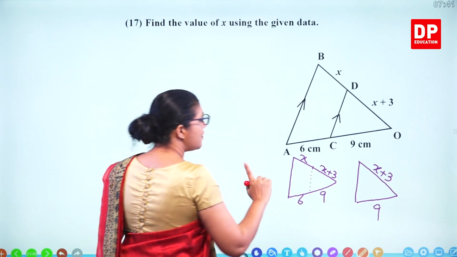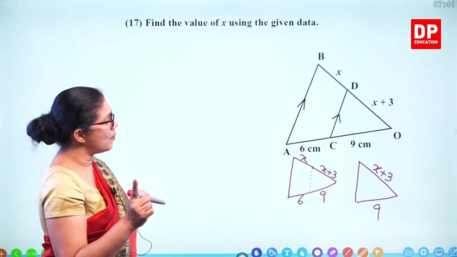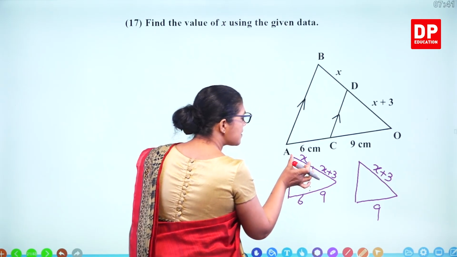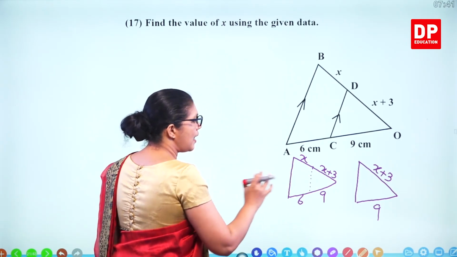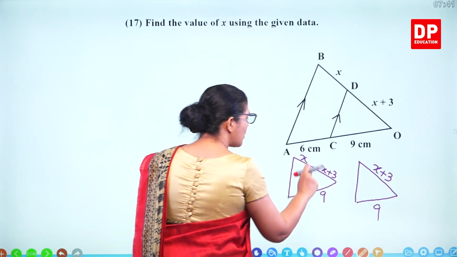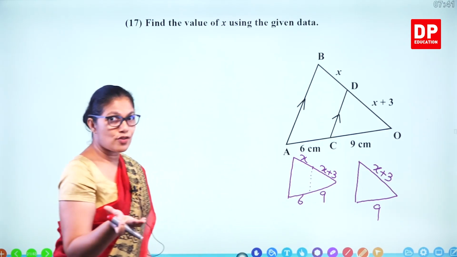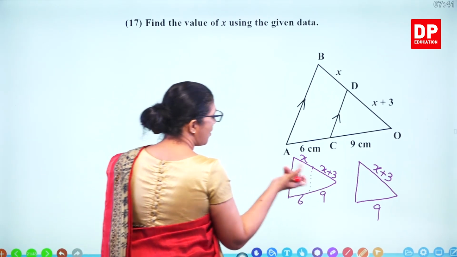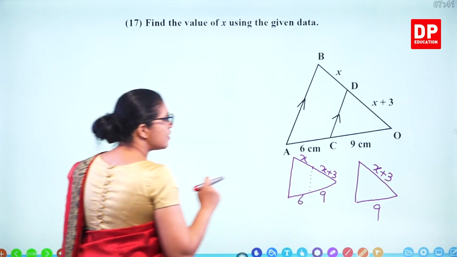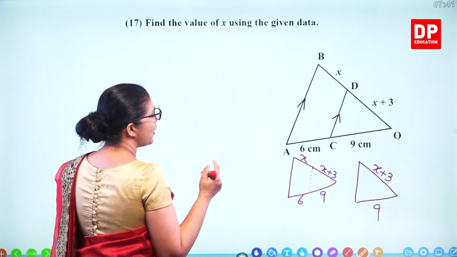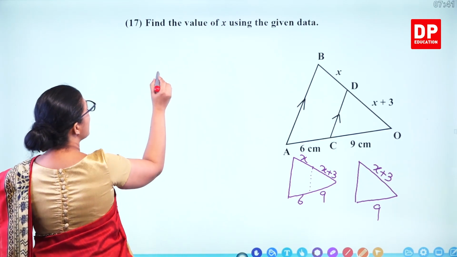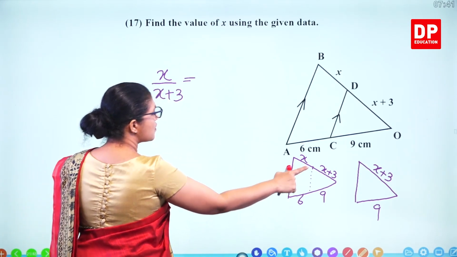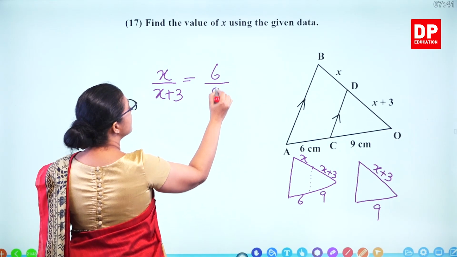6 and 9. The corresponding ratios are equal. So you can take the smaller to bigger, or you can take this ratio as well, it doesn't matter. Because bigger minus smaller gives this space, those ratios are also the same. So it's easy to take this ratio rather than taking the whole triangle. So what's the ratio? I can write x to x plus 3 is the same as 6 to 9.